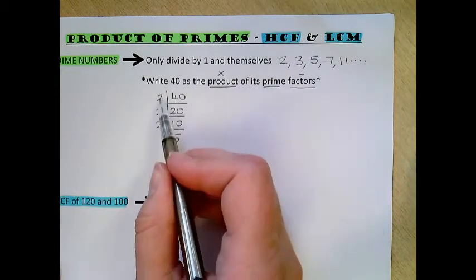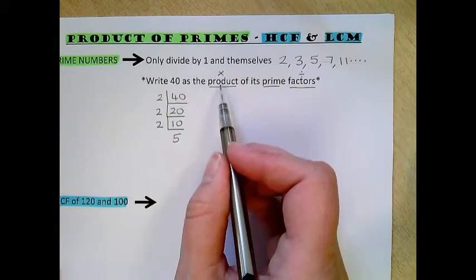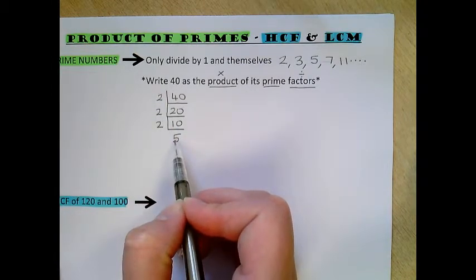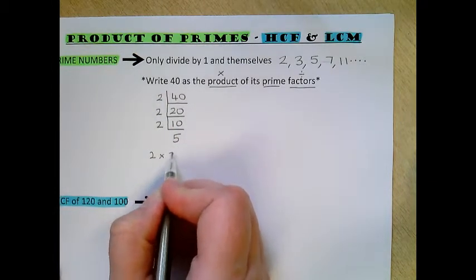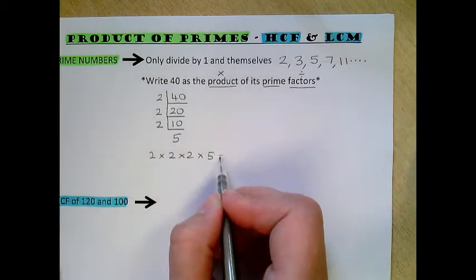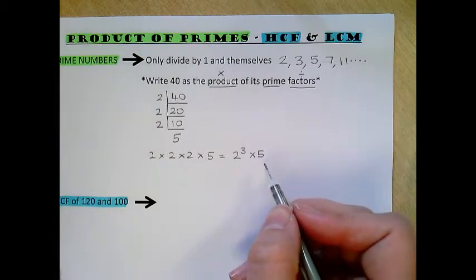So you've used factors because you've kept on dividing. You've used the prime numbers because 2 and 5 are prime numbers, and then the product bit comes in right at the end here, where you multiply together these numbers and the 5. So you do 2 times 2 times 2 times 5, which you can also write as 2 cubed times 5 if it asks you to give it in index form.